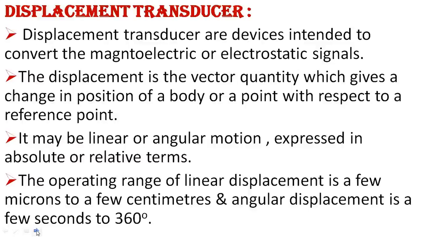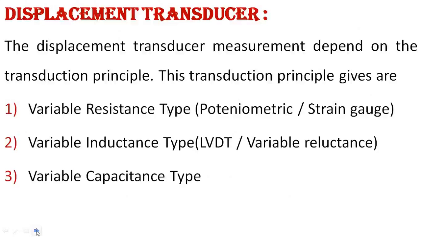The operating range of linear displacement is a few microns to a few centimeters, and angular displacement is a few seconds to 360 degrees. A displacement transducer senses a parameter and gives the change in position of an object; that is known as a displacement transducer. So it is the change of position of a body or a point with respect to your reference. Displacement is generally expressed as linear and angular. Linear displacement is a few microns to a few centimeters, and angular displacement is a few seconds to 360 degrees. Displacement measurement depends on the transduction principle.